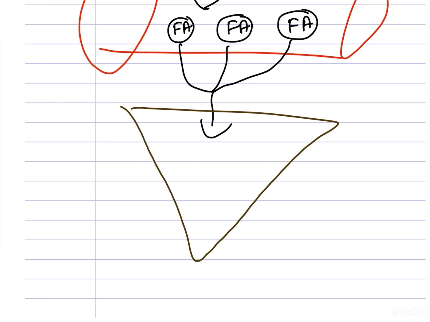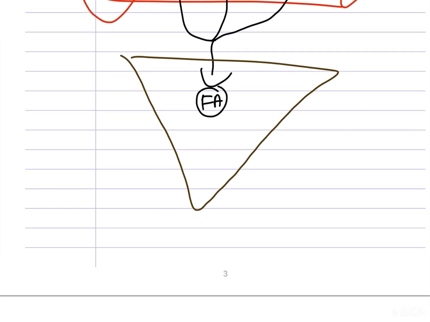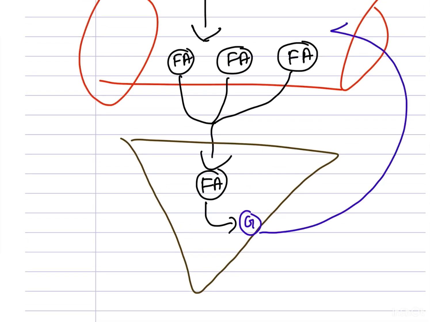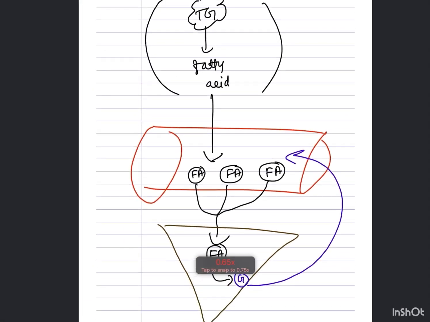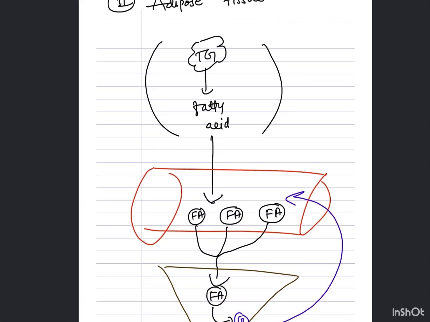This is our liver. Fatty acid will enter into the liver, and in the liver it will be converted into glucose, and this glucose will enter into the blood. So this is normally going on, and this step is our main step.